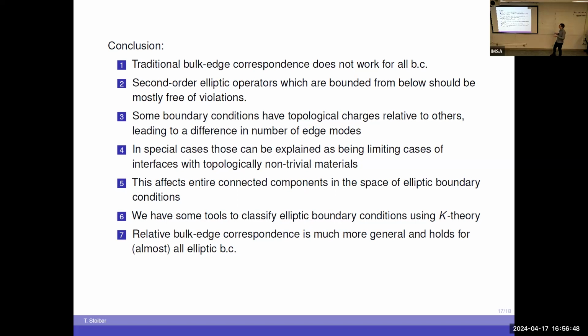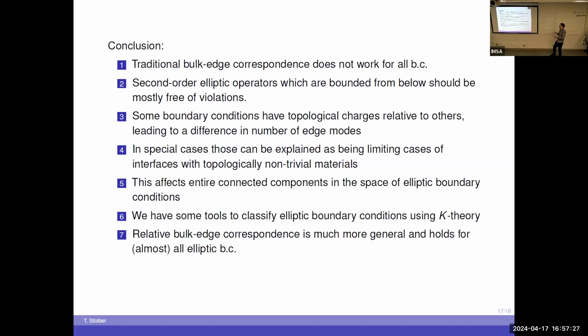So we can also use these winding numbers to classify connected components of boundary conditions. Some of these connected components we can also understand, and these charges or winding numbers can be written as limiting cases of interfaces, where you have two topologically non-trivial materials. So those boundary conditions are actually abstractions of interfaces, not of real boundary conditions.